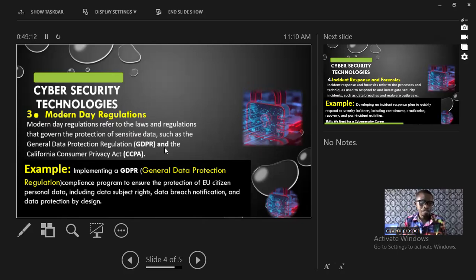So implementing a GDPR, General Data Protection Regulation, compliance program to ensure the protection of what? EU citizen personal data, including data subject rights, data breach notification, and data protection by design. So we need to know that there are local and global laws that guide how you use people's data.